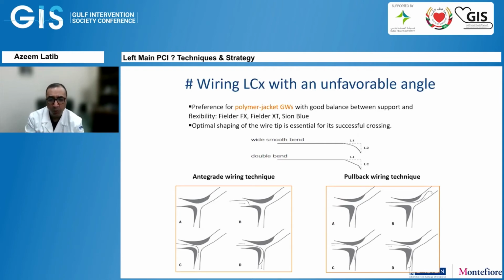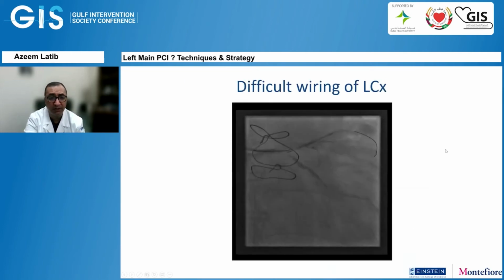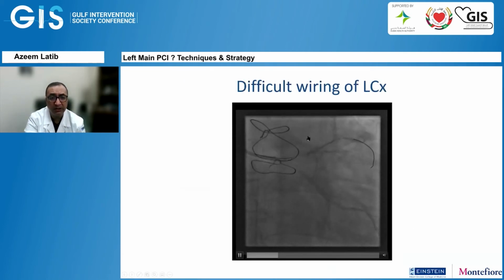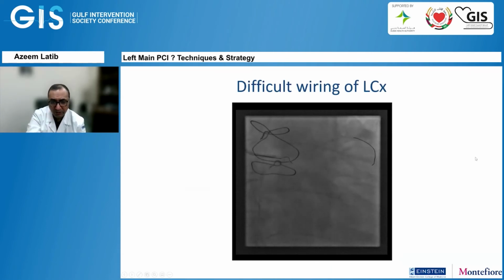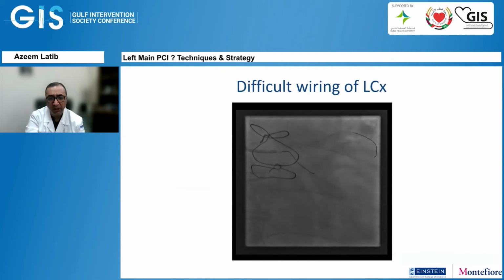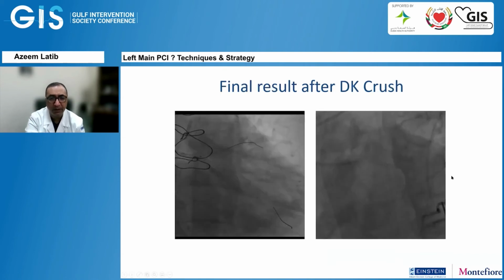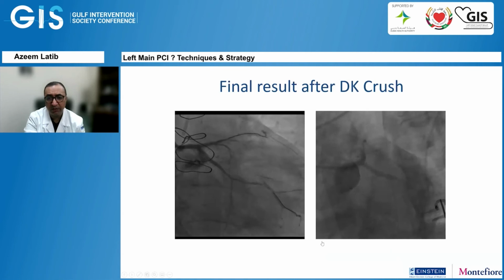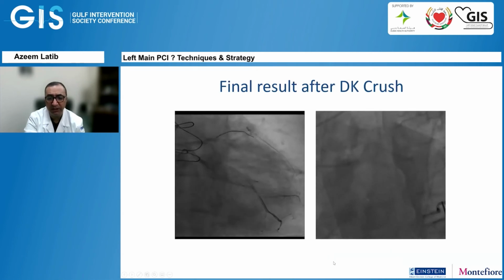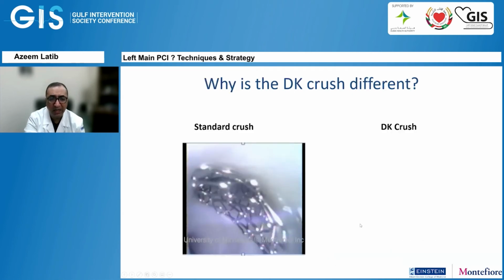And either you try and wire antegrade, or you try and have an excessive extra curve and you pull back and wire. Another technique is also to use a dual lumen catheter like a Suzuki that can also help you with these difficult lesions. So here you can see how we did a pullback technique with an excessive curve with a polymer jacket wire. As you see, it drops into the side branch there. We then advance our wire. Here we did a DK crush, and here you see the final result after a DK crush. Really excellent result. I like DK crush, and this is a picture showing you why.